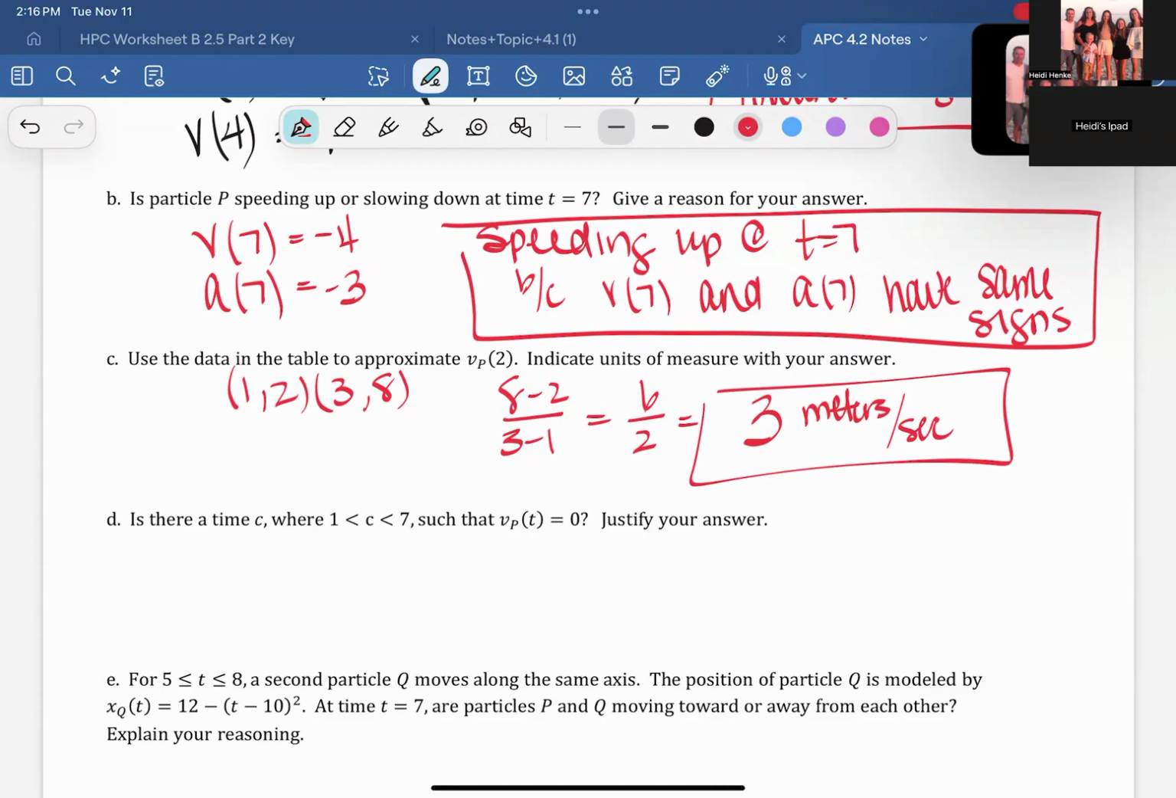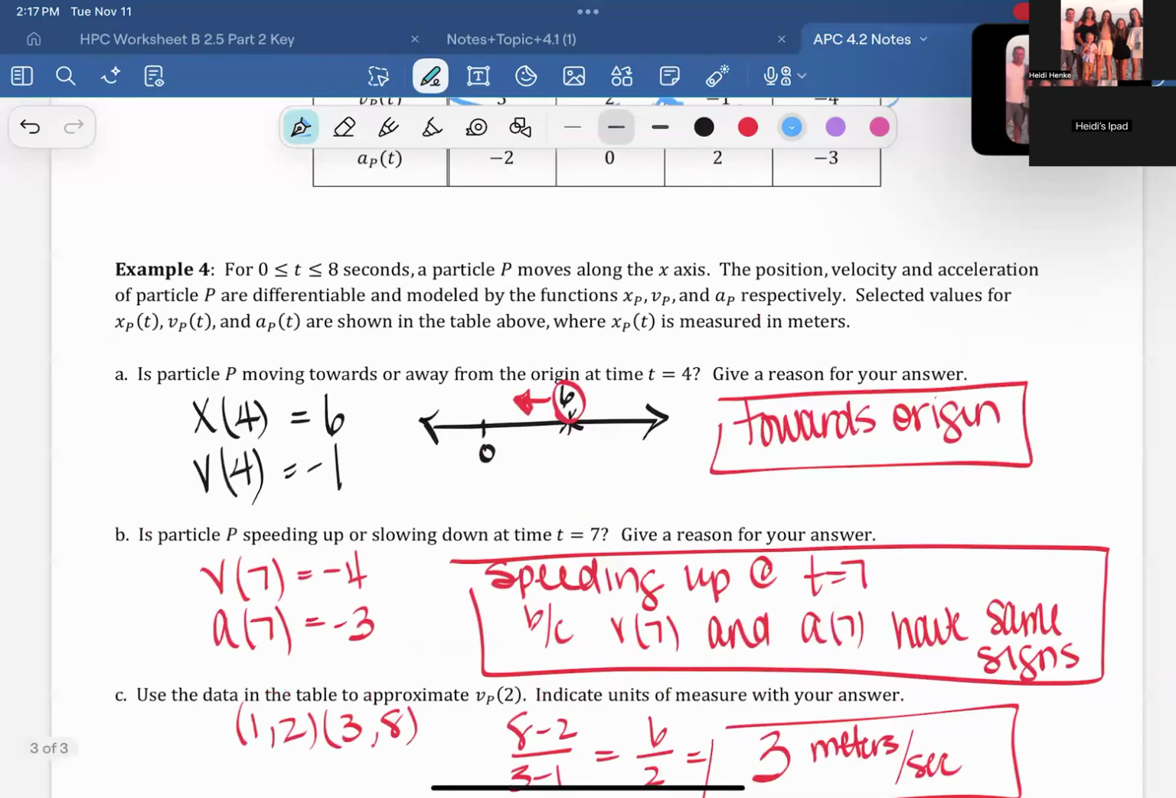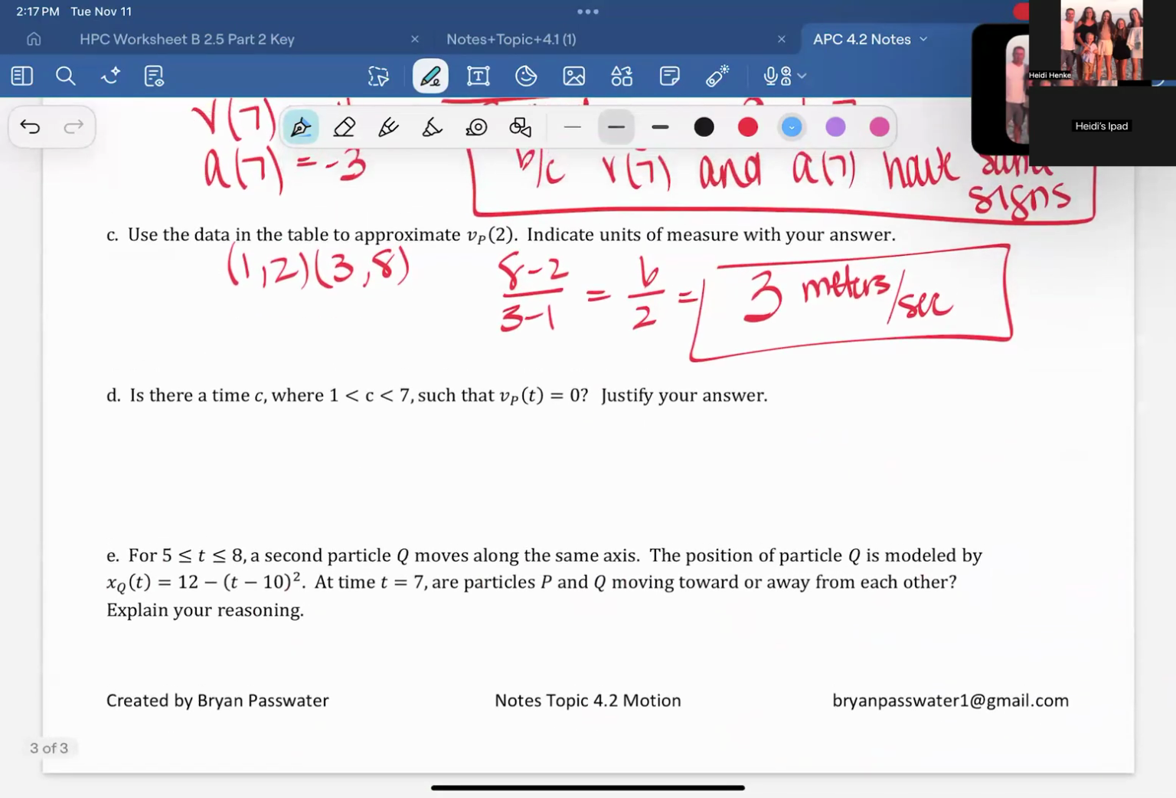Throwing in some old stuff from several chapters ago maybe. Is there a time c between 1 and 7 where the velocity will equal 0? Yes, absolutely. It's going to happen right here somewhere, in between positive 2 and negative 1. It has to cross 0. But we can't just say that. We have to give a calculus mathematical reason. That's IVT, the intermediate value theorem.